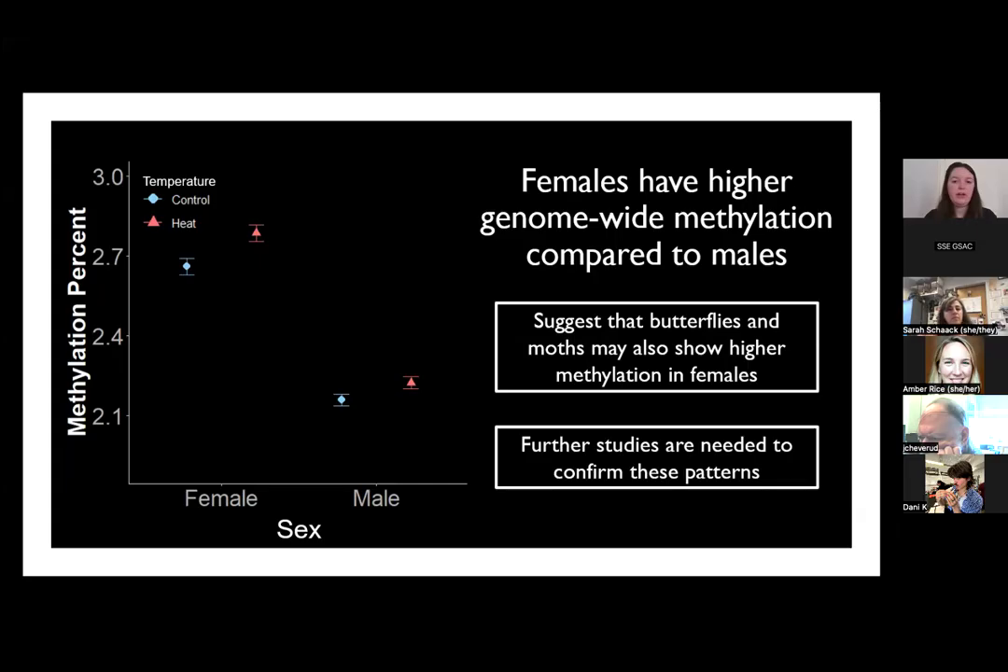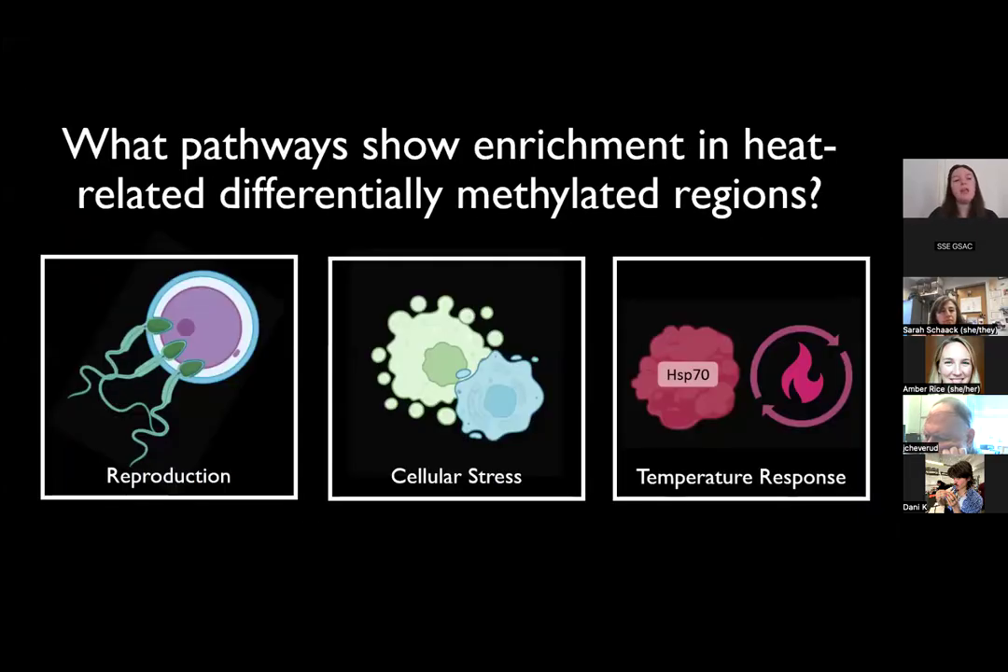Let's see. I already mentioned that. Yep, and further studies are just needed to confirm that. And so then the other question I told you we wanted to look at is what pathways show enrichment? So where are these differentially methylated cytosines occurring?